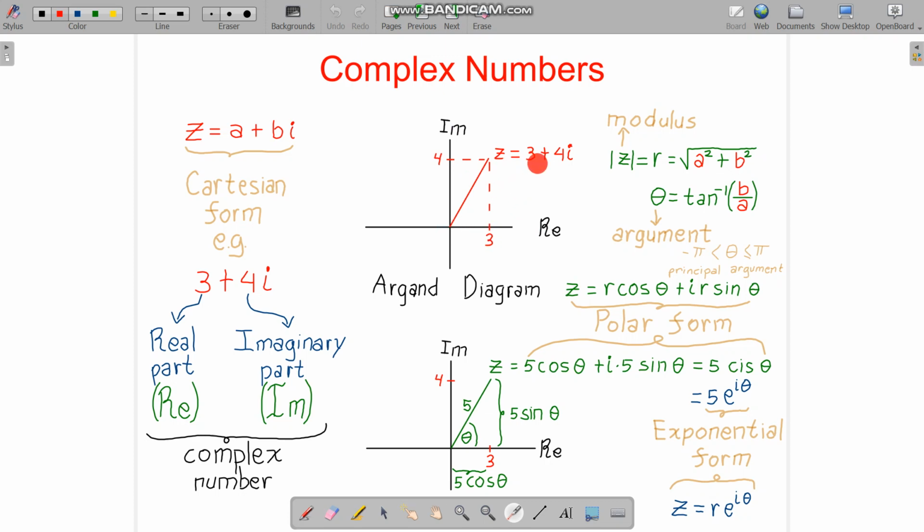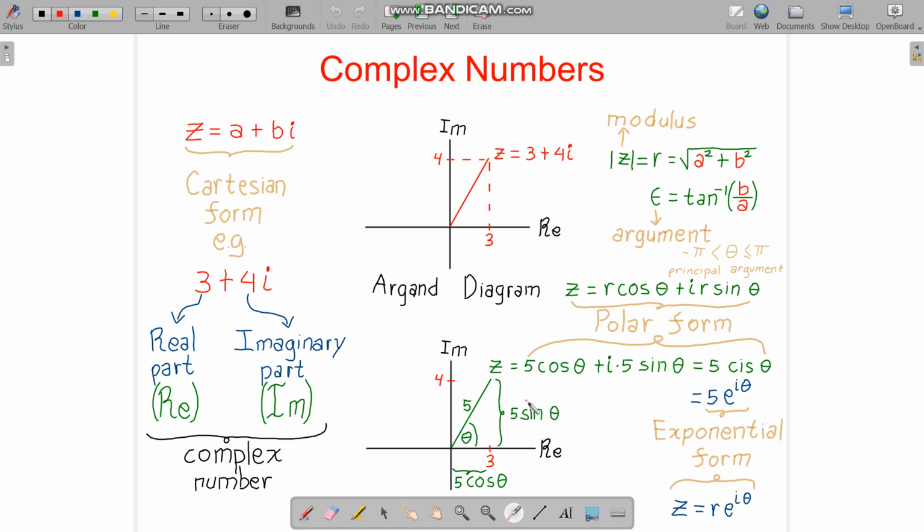For the example 3 plus 4i, we get this kind of line, and we can find the modulus or the magnitude or the length using Pythagoras. So r, or the modulus of z, is the square root of the sum of the squares of the components, and theta, or the argument, the angle, is inverse tangent of the imaginary part divided by the real part, or y over x usually. The principal argument is a convention between minus pi and pi, so we don't use 0 to 2 pi.